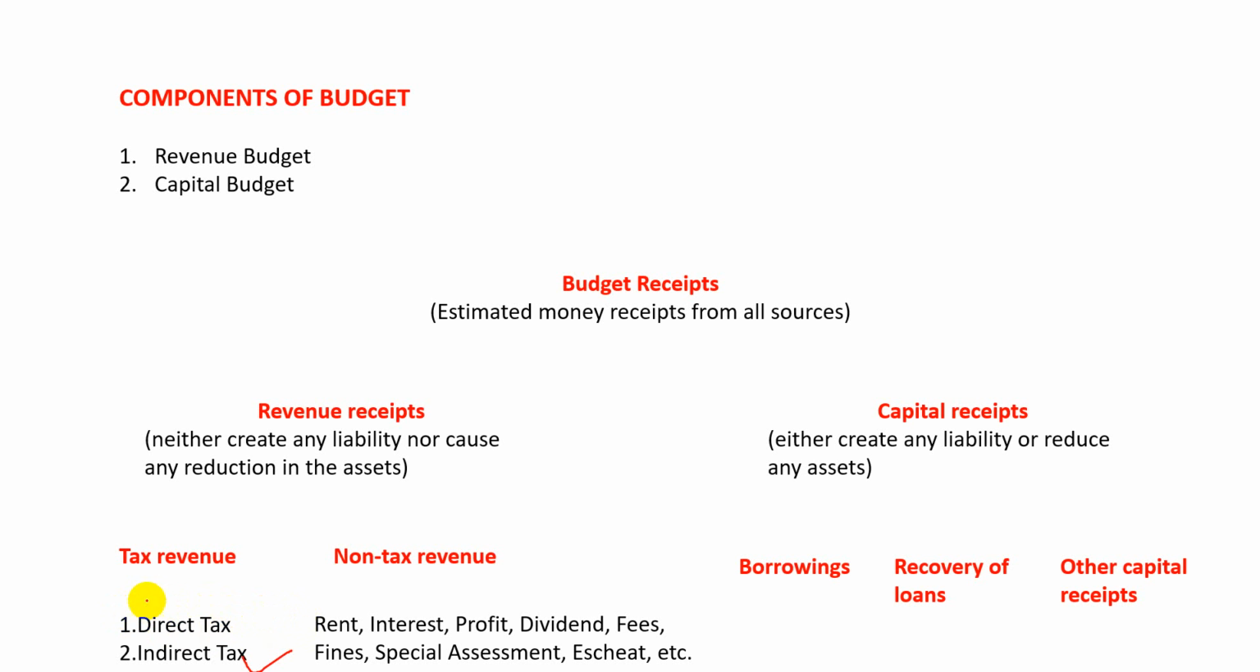Further, we can classify the direct tax into three types, that is progressive, regressive, and proportional. Progressive is what? The rate of tax increases with the increase in tax base. Regressive: the rate of tax decreases with the increase in tax base. And proportional: the rate of tax remains constant irrespective of the tax base.